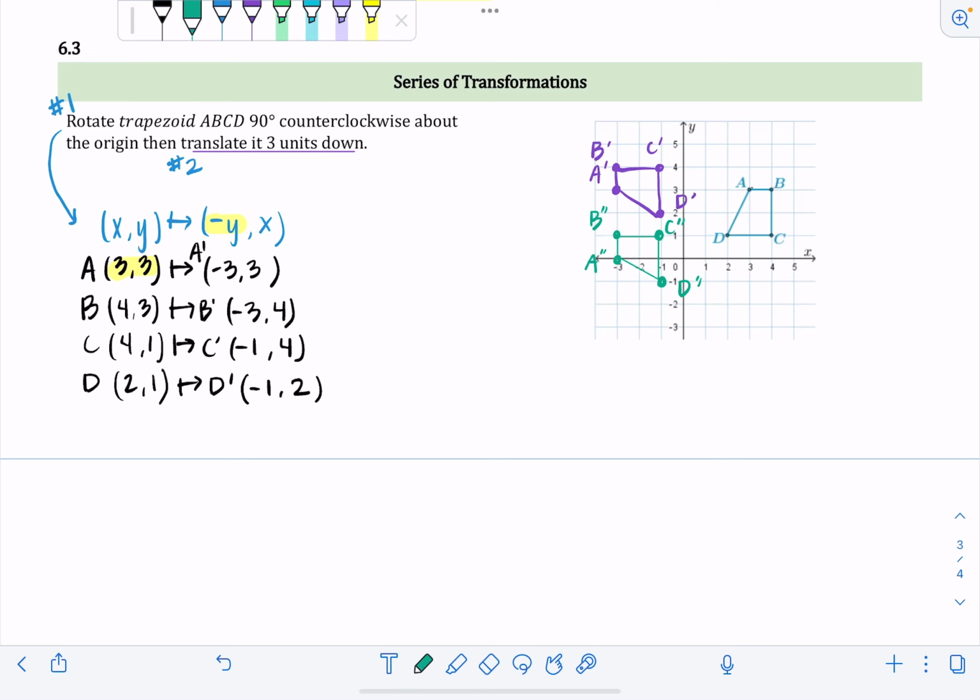Okay, so the main takeaway here is that if you have multiple transformations, you just have to make sure that you do them in the correct order. You have to do them in the order that is given. For this one, for example, I'm not going to do it in the video just to save a little bit of time for you guys, but if I did this in the reverse order, where I did the translation first and then the rotation, I would end up with a different final answer.